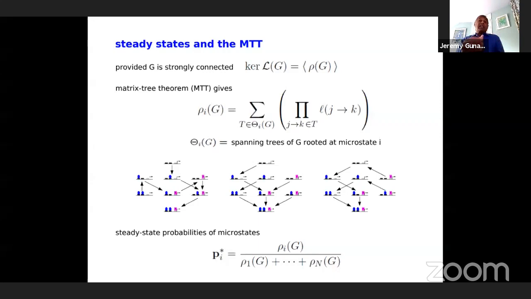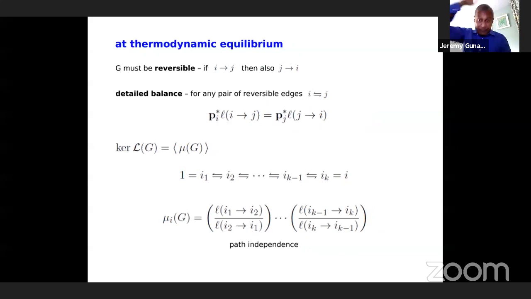Now, what happens if the graph is at thermodynamic equilibrium? Something miraculous happens at thermodynamic equilibrium, and in the context of the graph, we can see it on this slide. So for a linear framework graph to be operating at thermodynamic equilibrium, first of all, the transition from I to J has to be reversible. Namely, there must also be a transition from J to I, which is actually the reverse of that transition and not simply an alternative way of going to those states.